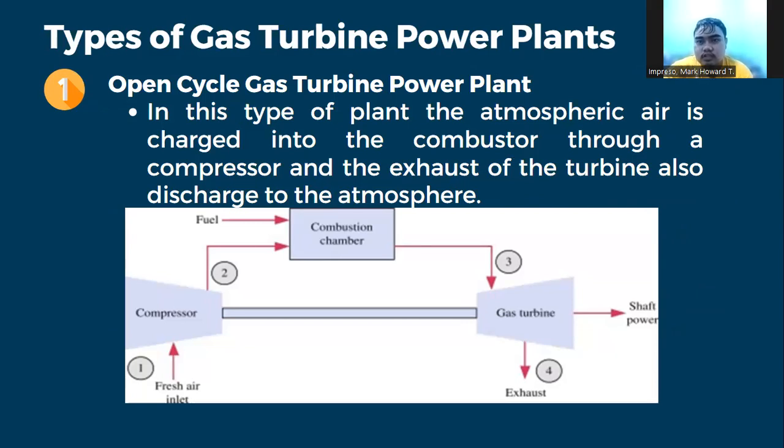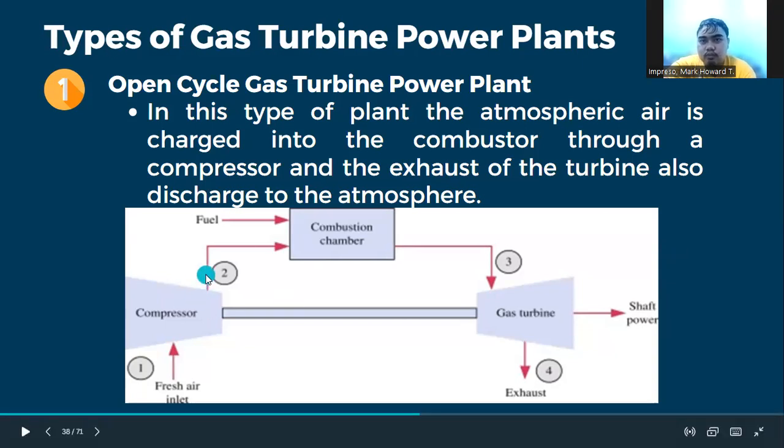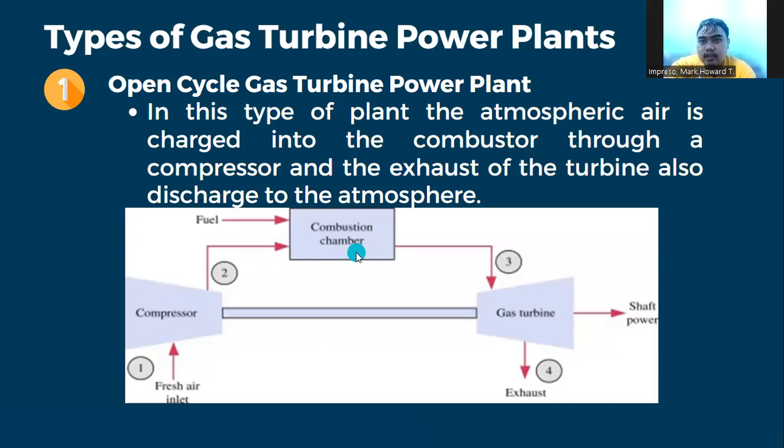As you can see in the schematic diagram, first is the fresh air inlet going to the compressor. Then the fuel goes to the combustion chamber, and after ignition, it will go to the gas turbine, and the turbine will rotate. Then it produces power, yung last, shaft power. Okay, next.